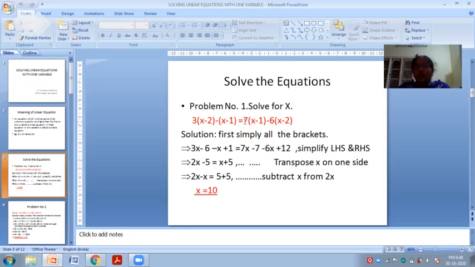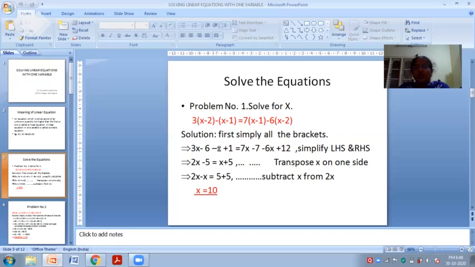Next, come to this side. 7 should be multiplied with x, that is 7x, and 7 into minus 1 becomes minus 7. Next, minus 6 is there. Minus 6 into x is minus 6x, and minus into minus becomes plus sign, and 6 into 2 becomes 12. So on simplification of the brackets, we are going to get the equation like this.